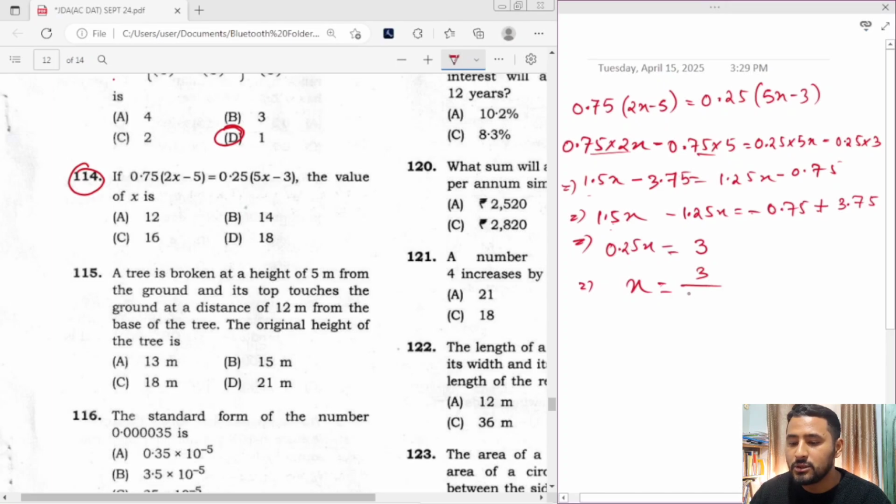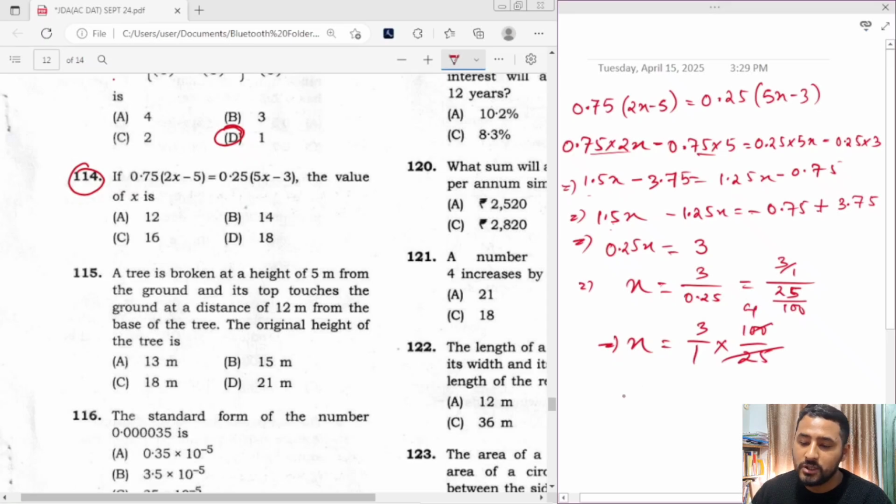0.25x. So this 0.25 will come here. You can write this one as 3 by 1 by 25 by 100. Why 100? Because after the decimal point there are 2 numbers, so you should divide by 100. So you can write x equal to 3 by 1, change into division, 100 by 25. We cancel 25 into 4. 3 into 4 will be how much? x will be equal to 12. So the answer will be option number A.